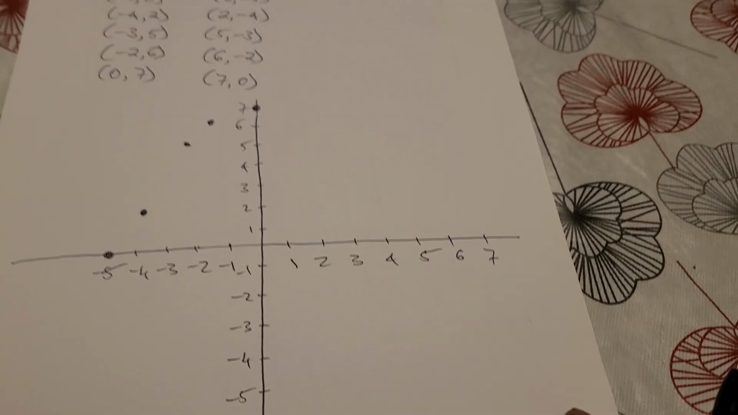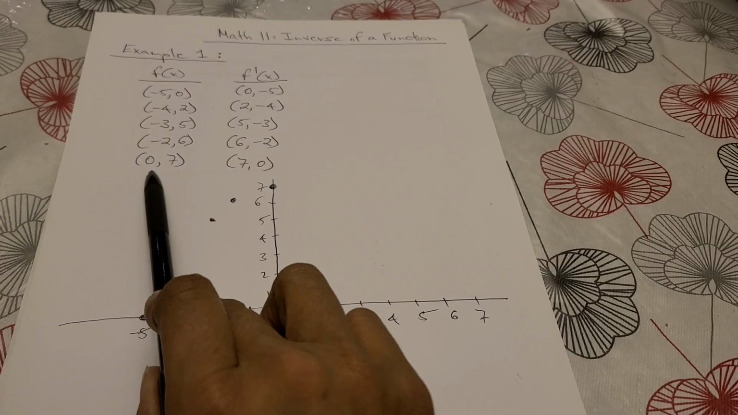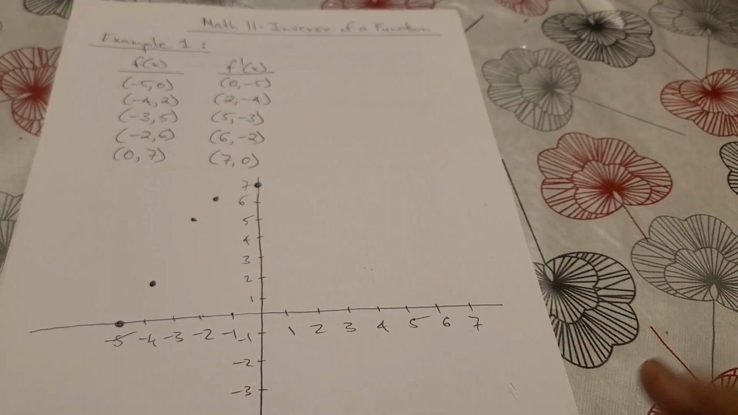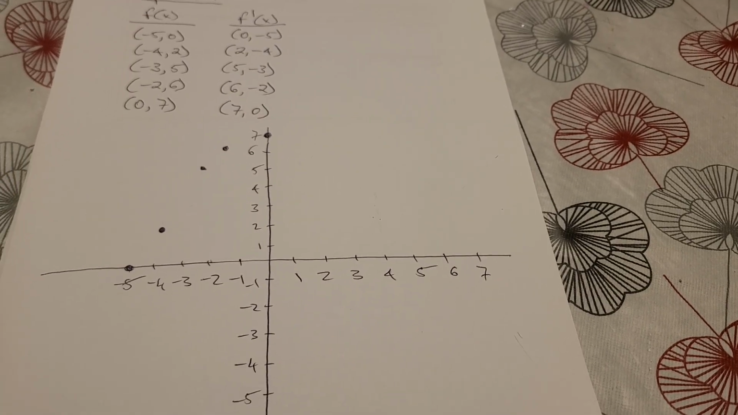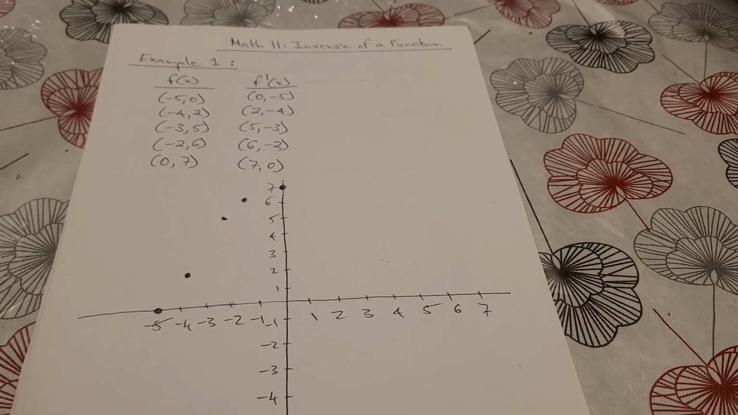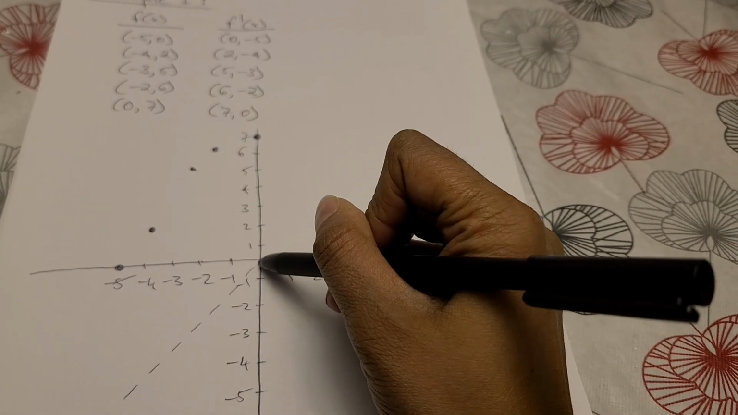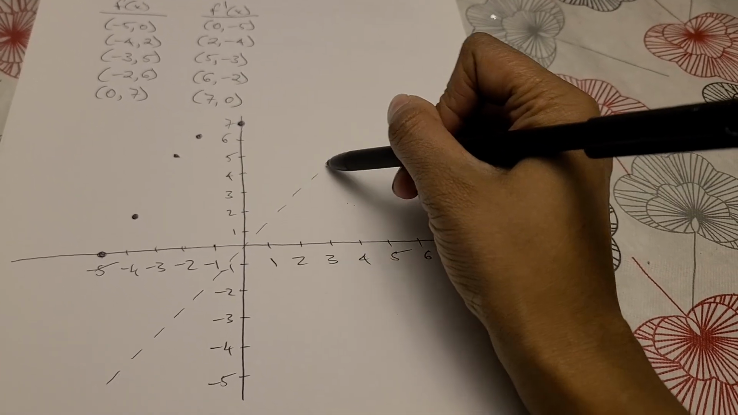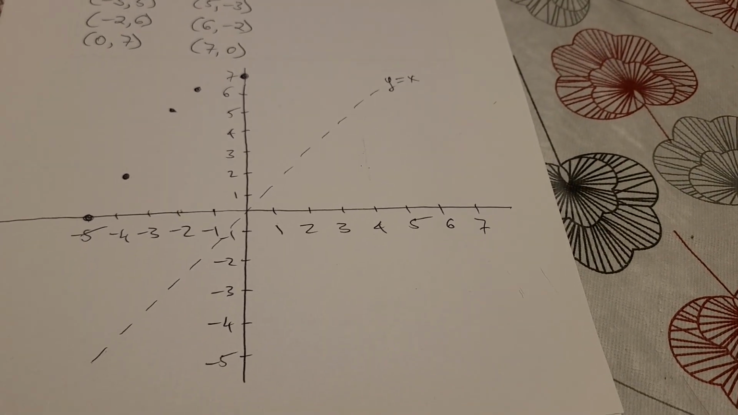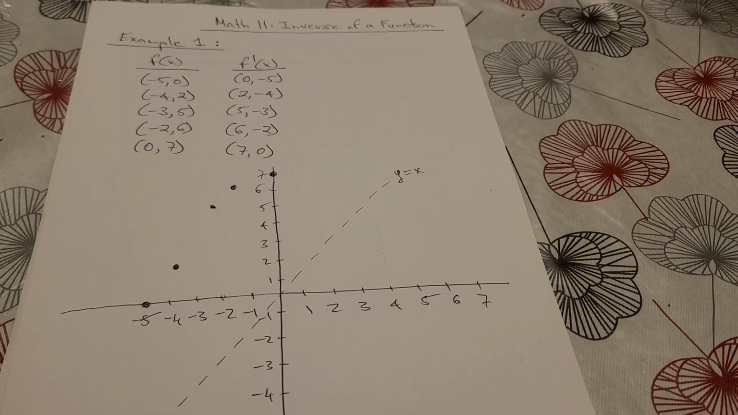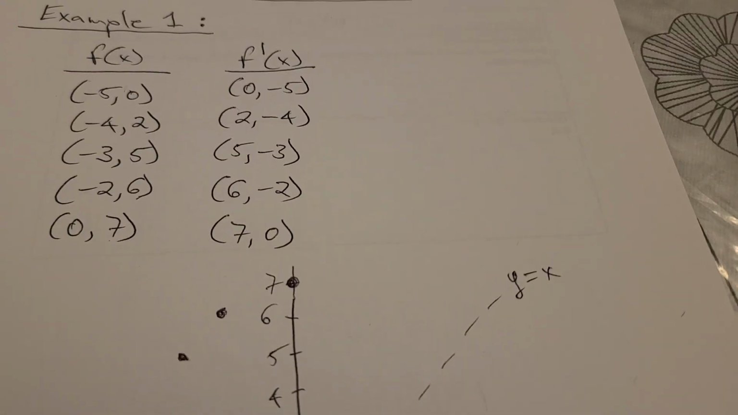You can see right here, for your ordered pairs, the first number is representing the x-coordinate. The second one is the y-coordinate. So it looks like this. Also, the inverse function is always going to be a reflection in this line, and this is basically the line y equals x. So these are the points for the f of x function. Now we're going to do the inverse function.